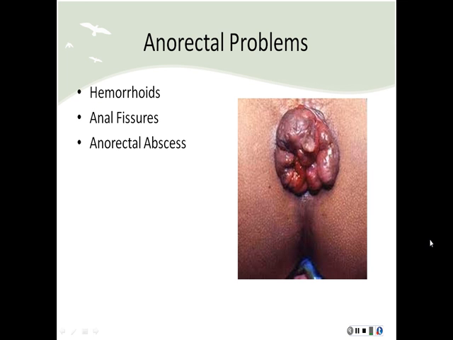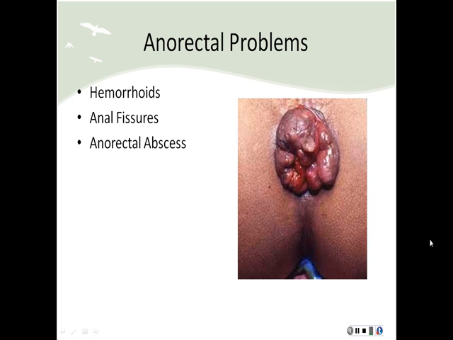So anorectal problems. The anorectal problems that were talked about in the book are hemorrhoids, which are enlarged veins within the anal tissue. They can be internal, or above the internal sphincter, or external, which is below the sphincter. Most are caused by straining with bowel movements. They are also common in pregnancy. They can be caused by prolonged sitting or standing. Obesity and chronic constipation can also lead to hemorrhoids. The inflammation and edema that occur with thrombosis can cause pain.